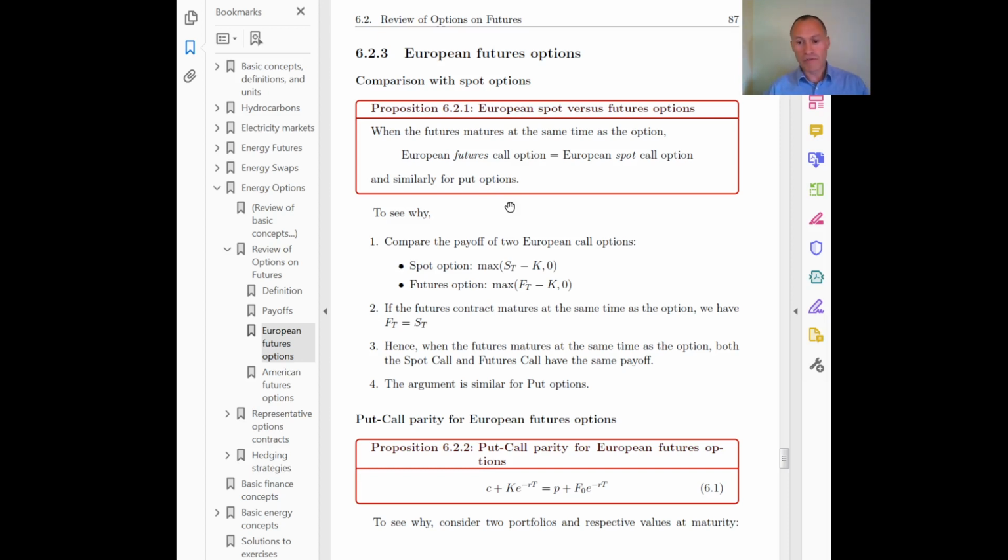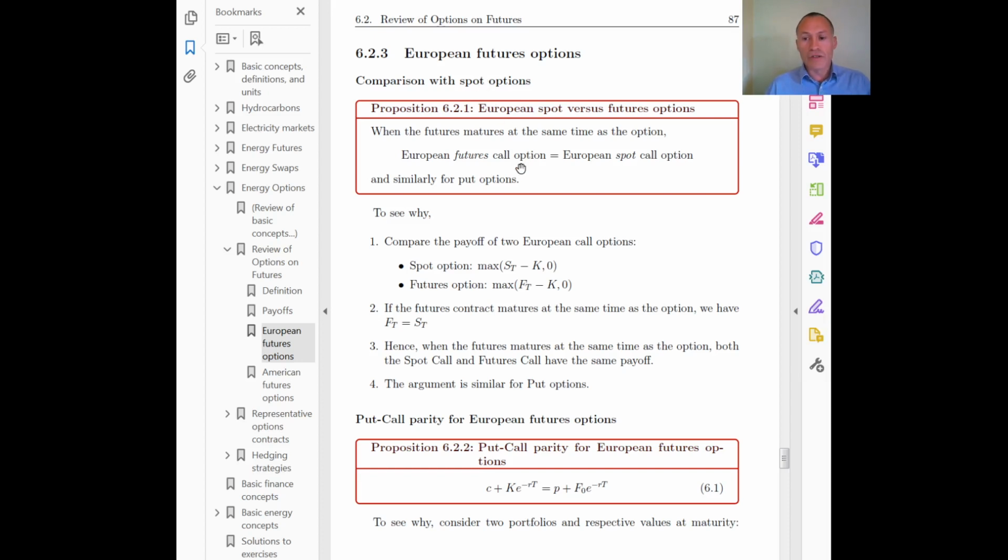Okay, so we're first going to talk about European futures options, and then we're going to talk about American futures options. Everything we're going to say now is just about this kind where you only exercise the option at the maturity date of the option. All right, so within this European type, now let's compare futures with spot options. We can have these two types of options, either on the futures or directly on the underlying spot.